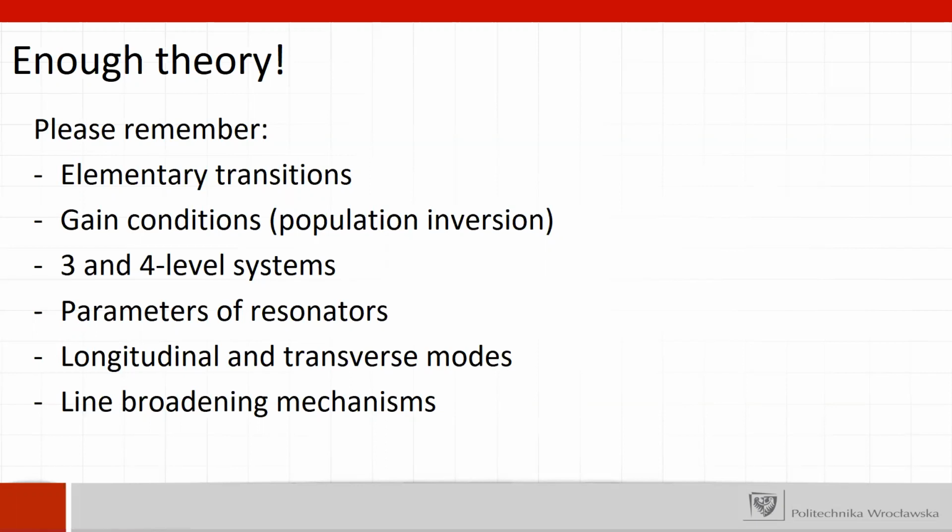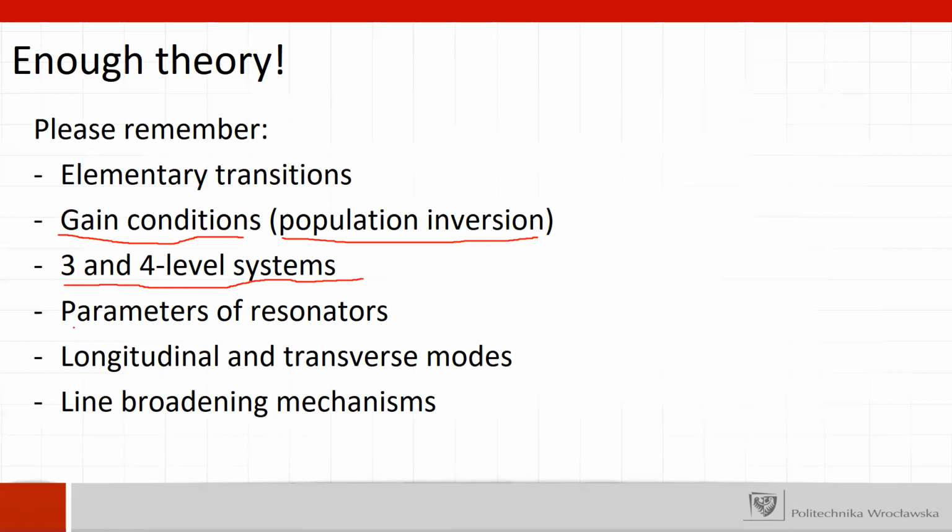of laser physics. So the elementary transitions that occur in quantum media, the conditions for obtaining gain in quantum amplifiers, the definition of population inversion and how to get population inversion. Also the differences between 3 and 4 level systems.